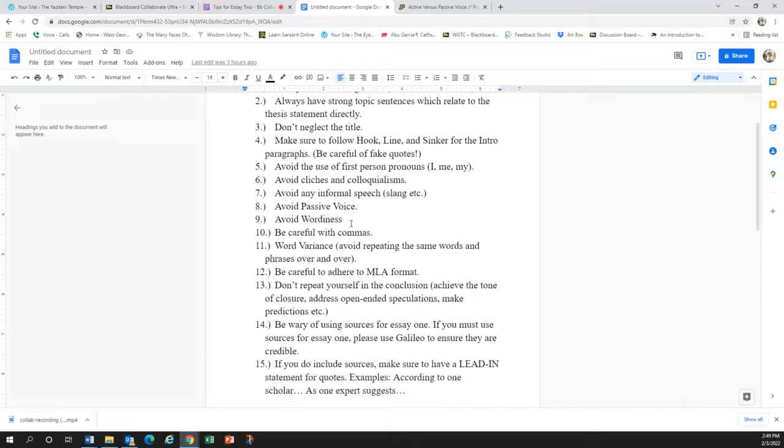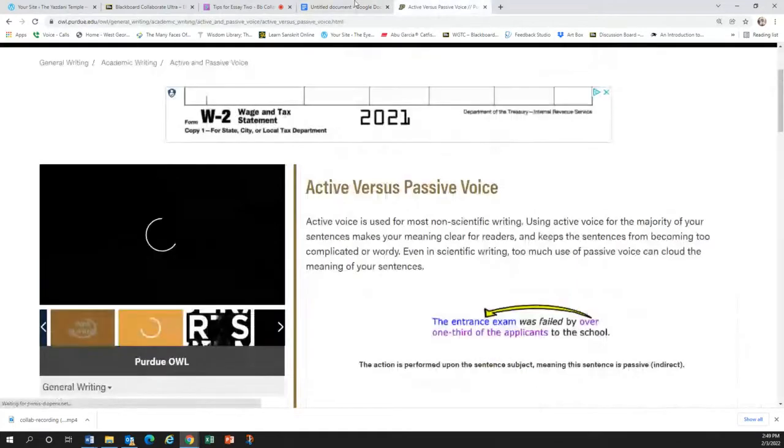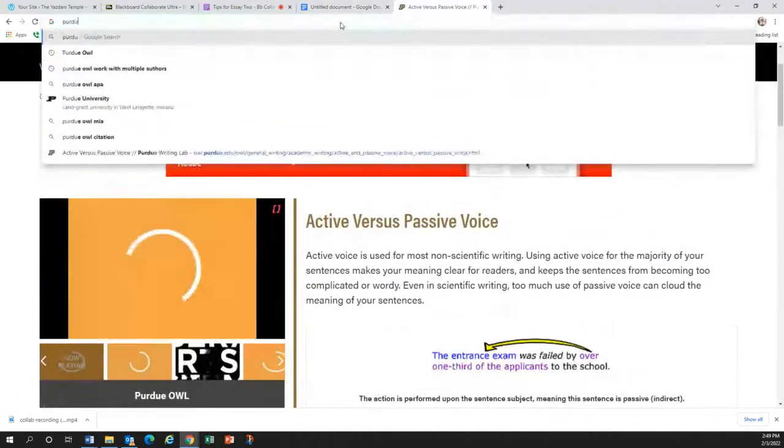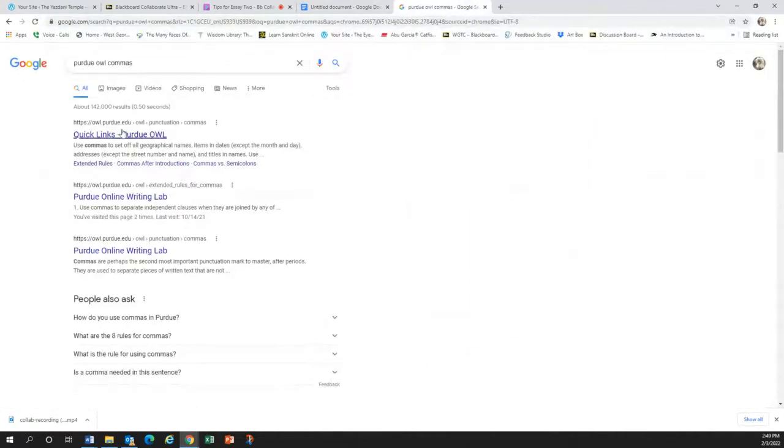Number 10 is be careful with commas. People overuse commas. The main reason that we have commas is to separate clauses in sentences, particularly to separate independent clauses and dependent clauses. Sometimes we use a comma to separate two dependent clauses as long as there is a coordinating conjunction involved. But again, if you know that commas are a problem, you might want to take a look at the Purdue OWL. I can show you. We just type in Purdue OWL commas, and boom, it's going to pull up all sorts of stuff.